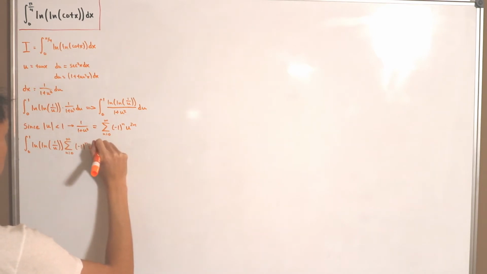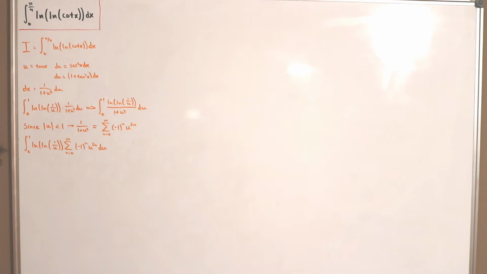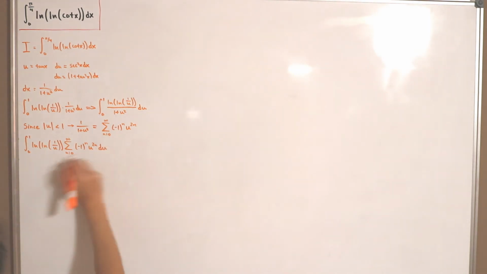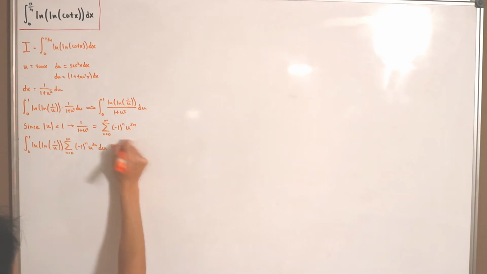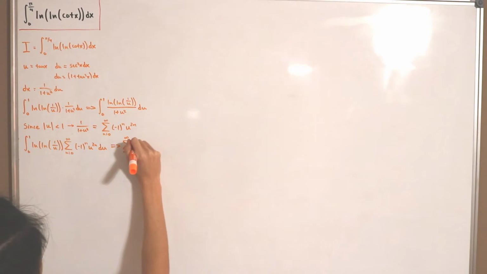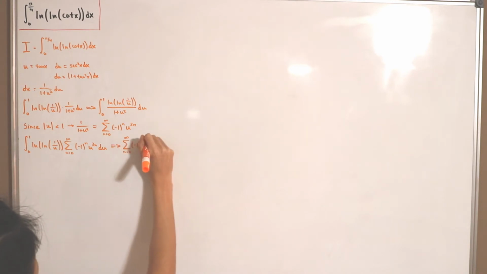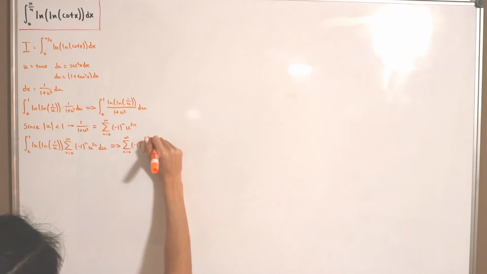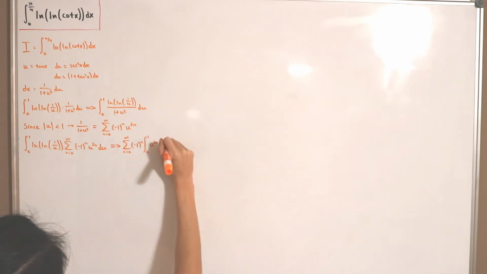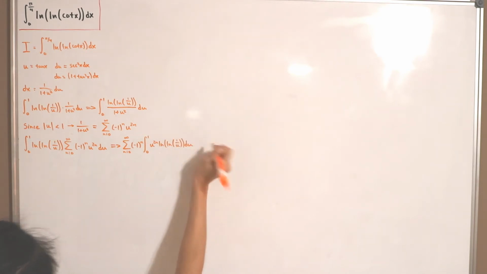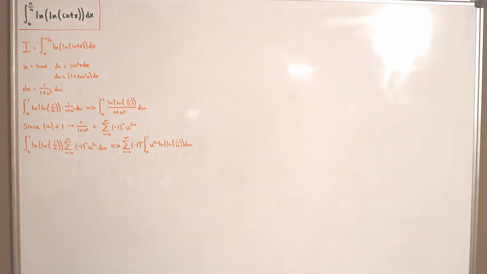It's also convergent, so this means I can move the summation outside the integral. Negative 1 to the n is constant and doesn't depend on u, so I'll move that outside as well. And so we have the integral from 0 to 1 of u to the power 2n multiplied by ln of 1 over u du. Okay, good. So now let's perform another u substitution.